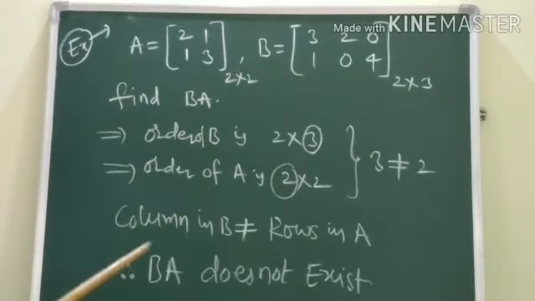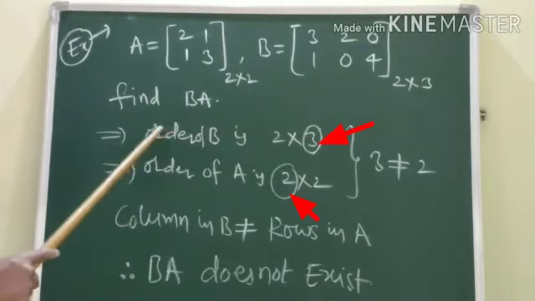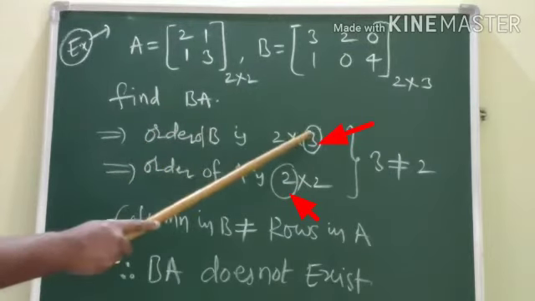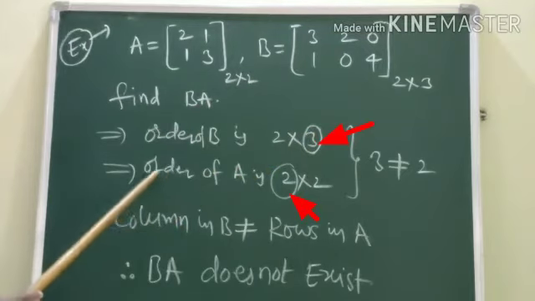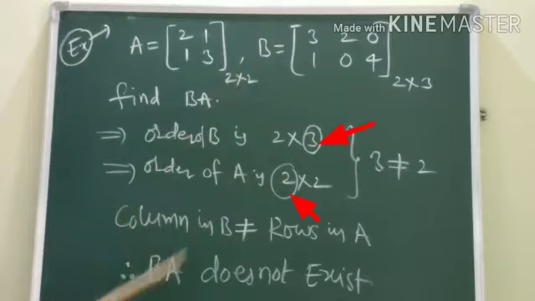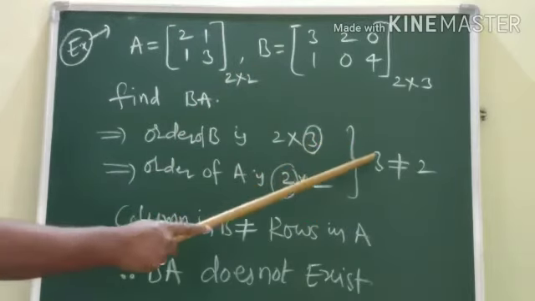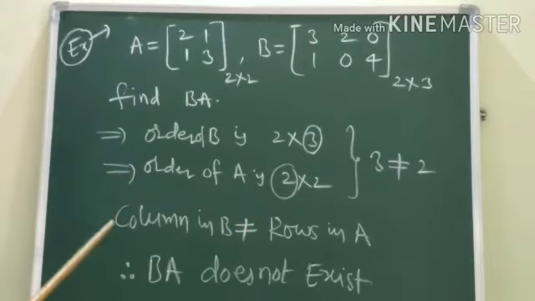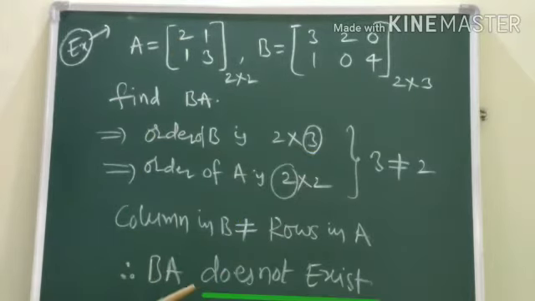And the order of A, what is the order of A? 2 by 2. Now let us see the number of columns in the first matrix, that is B. The number of columns is 3. The number of rows in the second matrix, that is A, is 2. Here 3 and 2 are not equal, that is 3 not equal to 2. So therefore we can say that columns in B not equal to rows in A. So what can we say? The multiplication of BA does not exist.